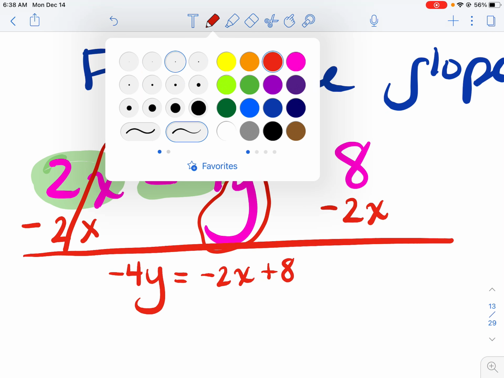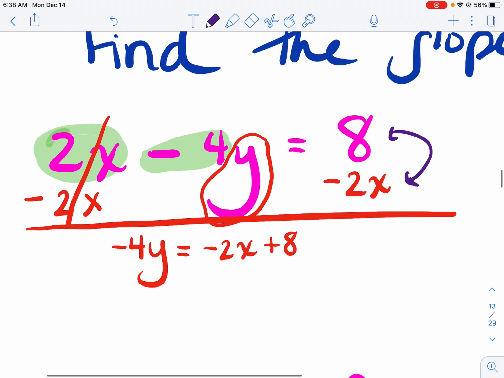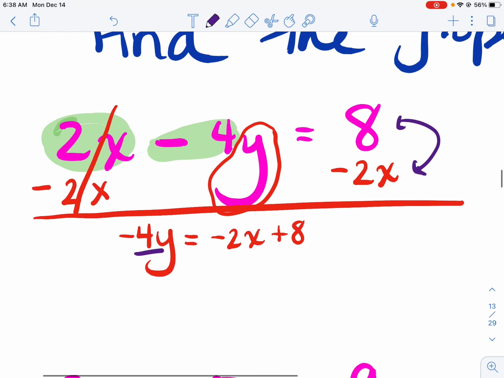Remember what I did here? I sort of flipped this, right? Now you're not done. We're going to combine both the skills we just reviewed. I'm going to divide every part, again, not just by 4, but by -4.